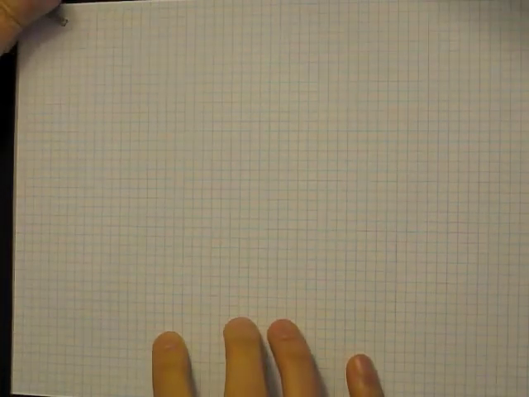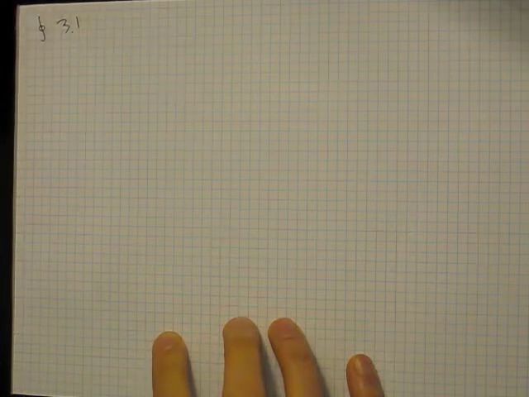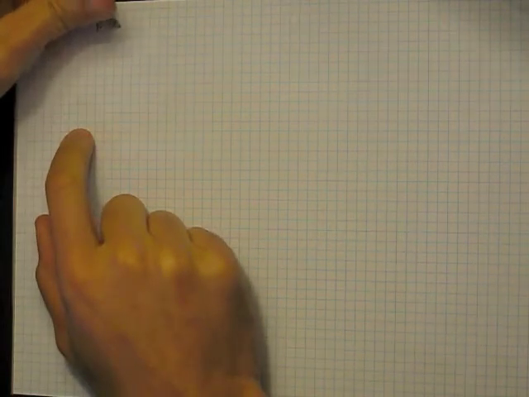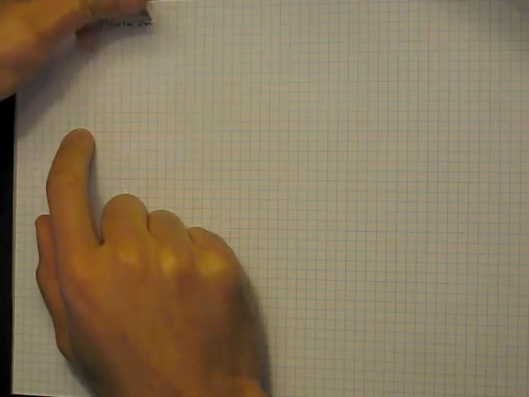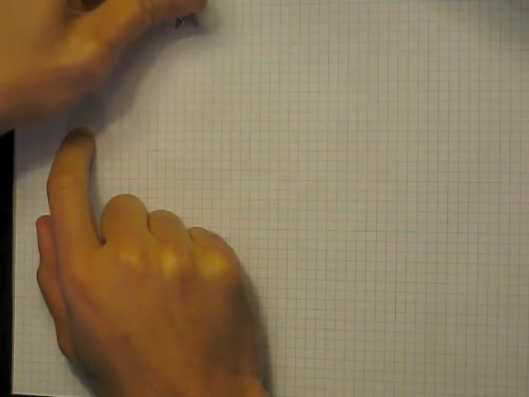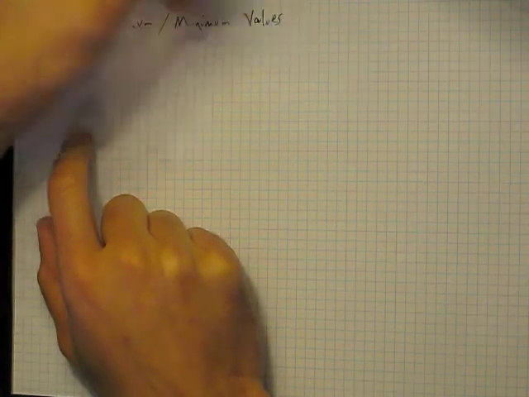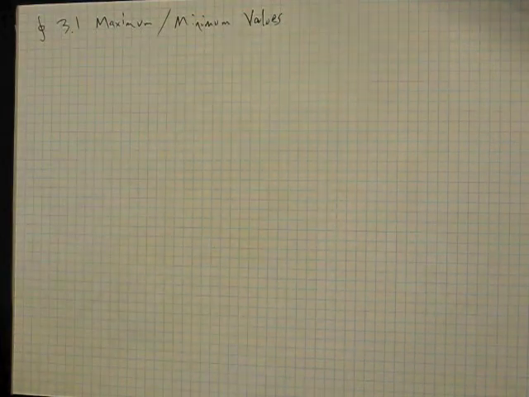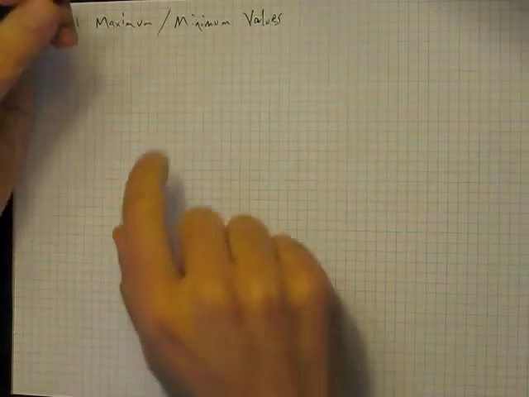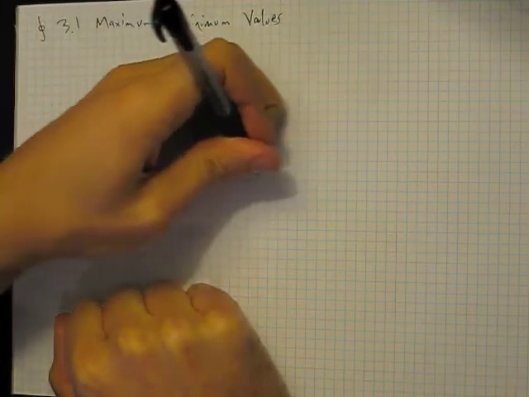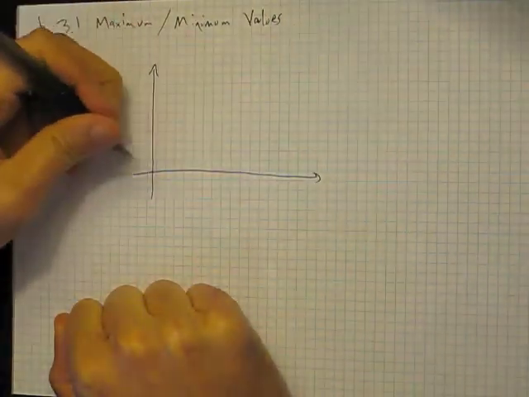Okay, so today we're going to talk about section 3.1 in the text. This is about maximum and minimum values. So this is section 3.1. In order to discuss this, I'm just going to draw a picture of just an arbitrary graph.